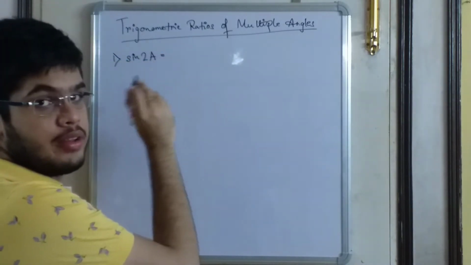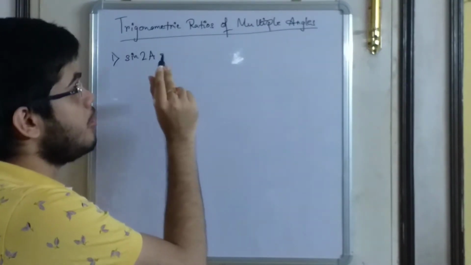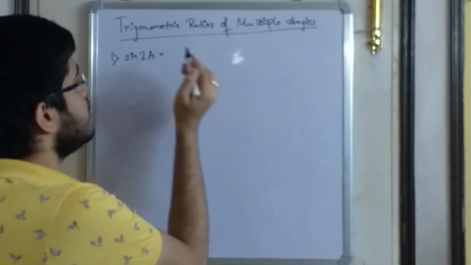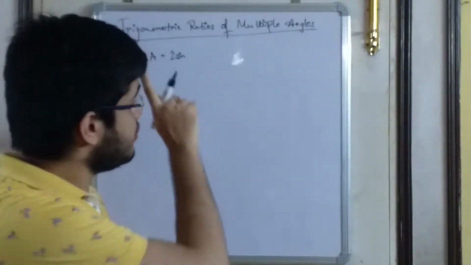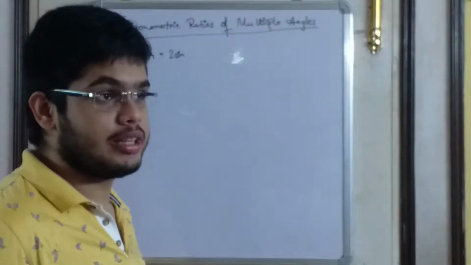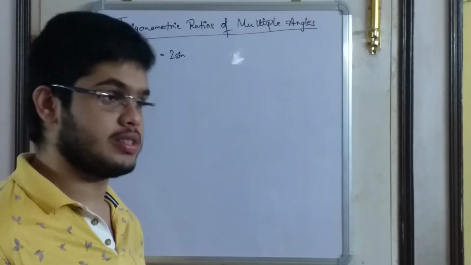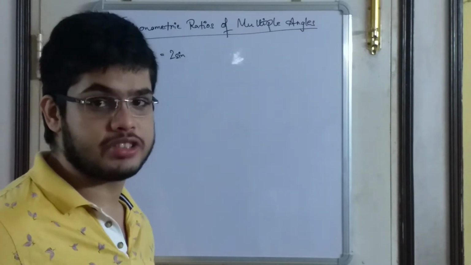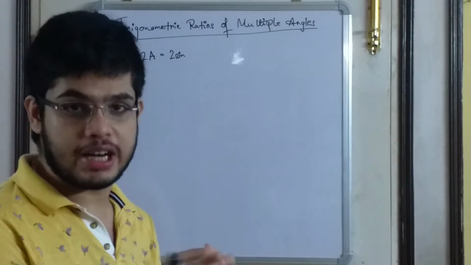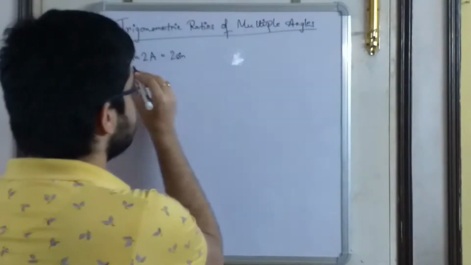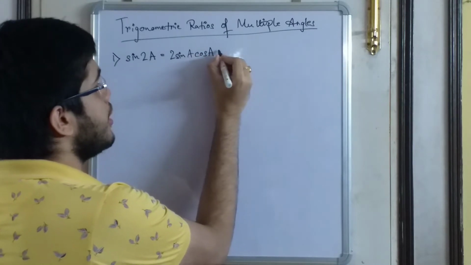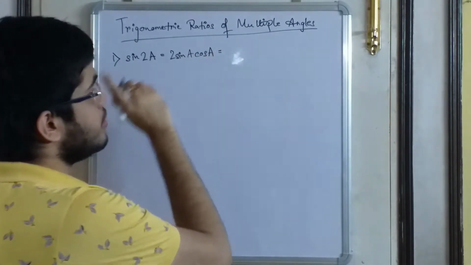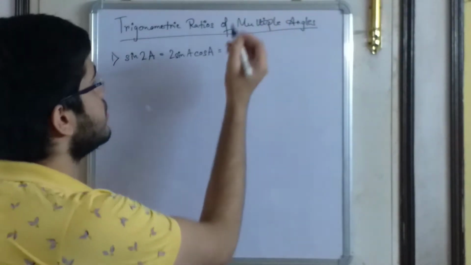Sine 2a. What is the formula of sine 2a? Just note it down: 2 sine a cos a. And for each of these formulae, remember there are 2-3 types of expressions. You need to remember all of those expressions because they are very much useful in solving different types of numericals. Okay, so sine 2a is equal to 2 sine a cos a.